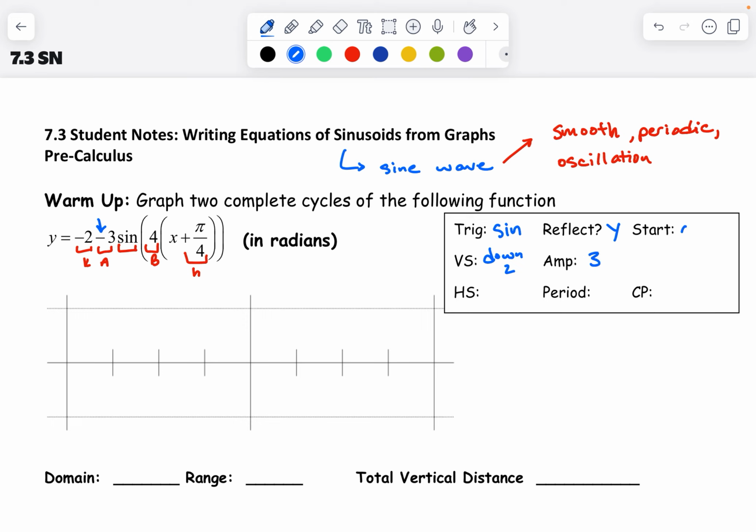It's a sine graph, so it starts in the center. Its horizontal shift is left by pi over 4. It has a period of 2 pi divided by b. Well, right now b is 4, so that's going to be pi over 2. And then the critical points are going to be the period divided by 4. So we would flip that and get pi over 8. So a lot of information right there.